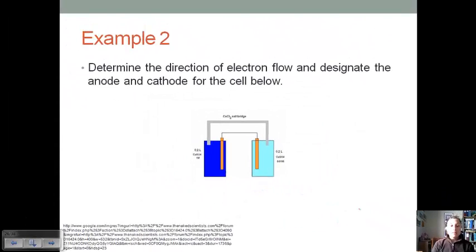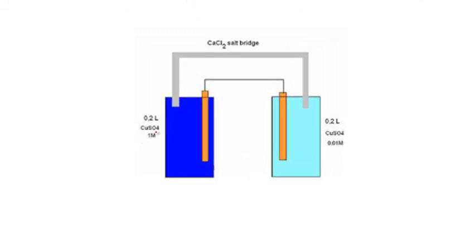Okay, so let's look at one of these. So we're going to determine the direction of electron flow and designate the anode and cathode for the cell below. Okay, so if we take a look at what we have going on, here we have 0.2 liters of copper sulfate, and it's 1 molar. And here we also have 0.2 liters, so our volumes are the same, but our concentrations are very different. This concentration is much less, and so because it is much less, electron flow is going to go from the right to the left. So electron flow should go this direction.